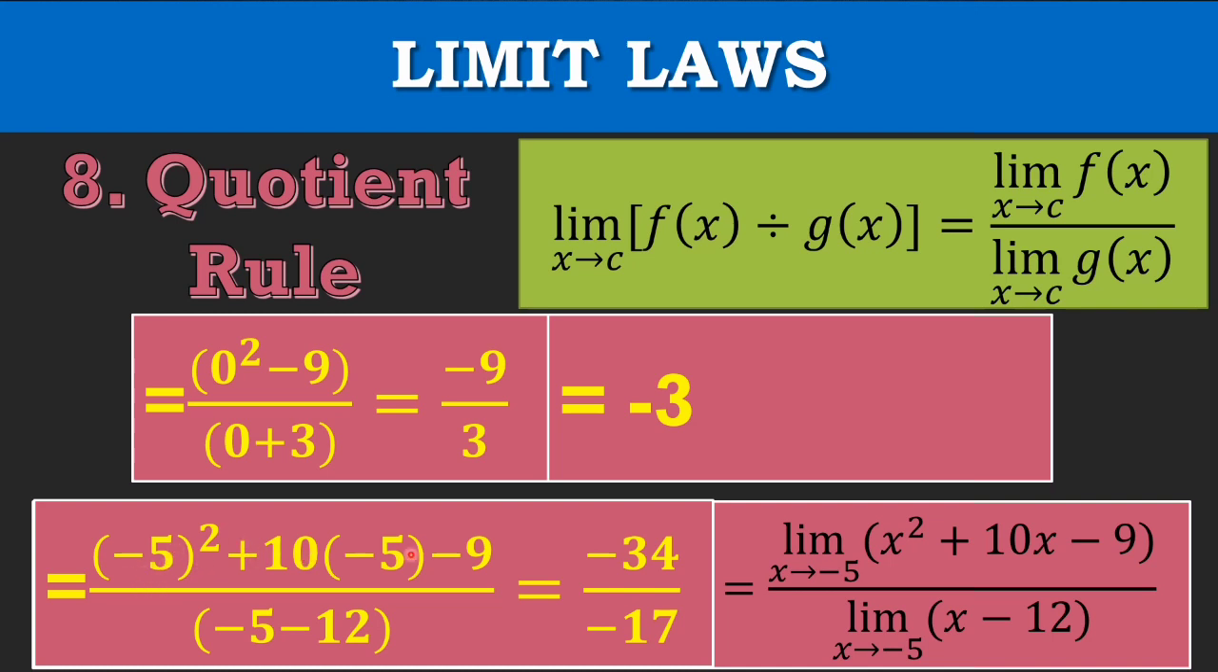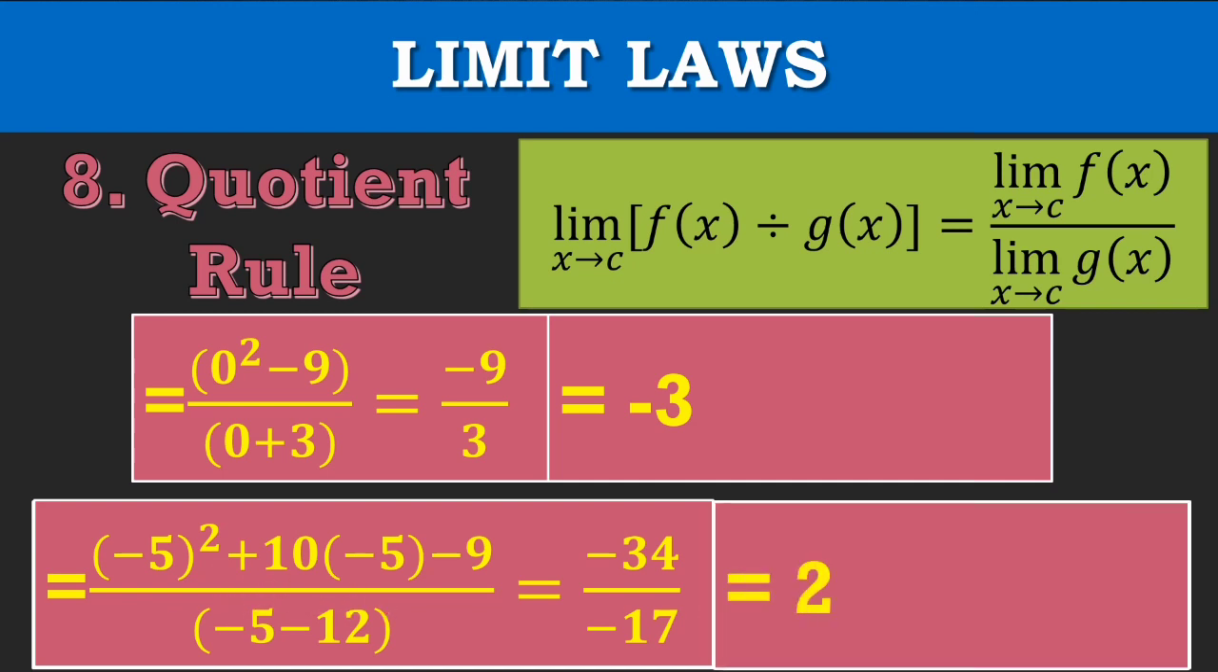10 times negative 5 is negative 50. Minus 9, we get negative 34. In the denominator naman, negative 5 minus 12 is negative 17. Then simplify lang natin. Negative 34 divided by negative 17 is positive 2. So ito yung mga laws governing your limit.